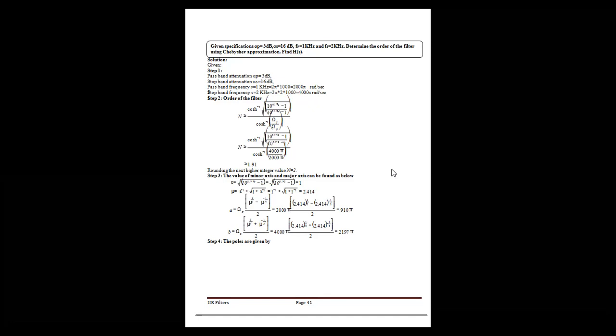Okay. So after that, we have to round to the next highest integer value. So the value of n is equal to 2.